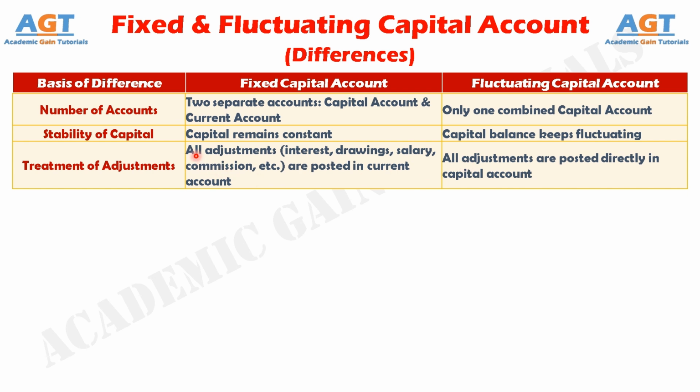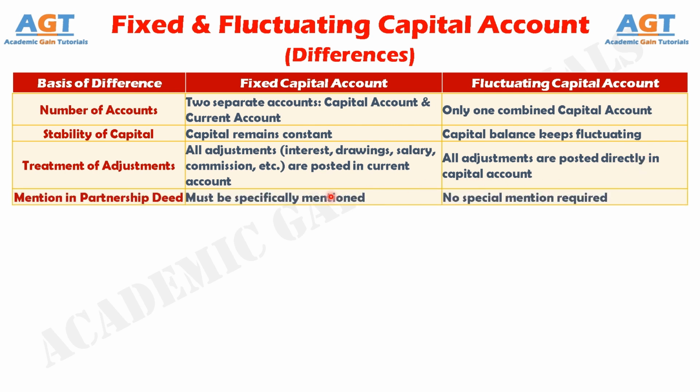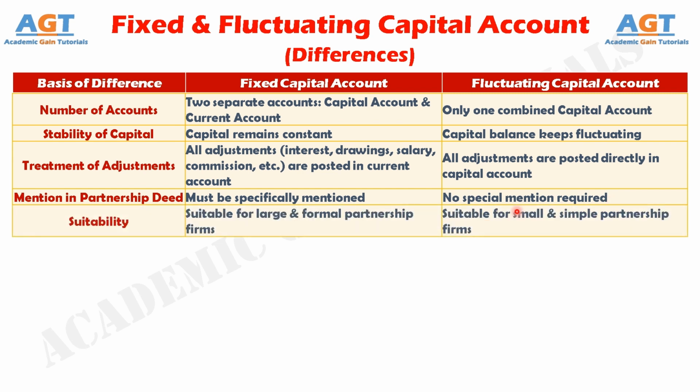Number 3. In the fixed method, adjustments such as interest, drawings, salary, and commission are recorded in the current account, whereas in the fluctuating method, these adjustments are recorded directly in the capital account. Number 4. The fixed capital method must be specifically mentioned in the partnership deed, whereas the fluctuating method does not require any special mention.